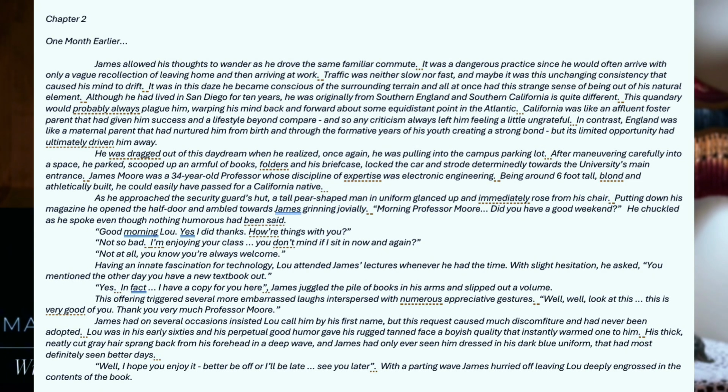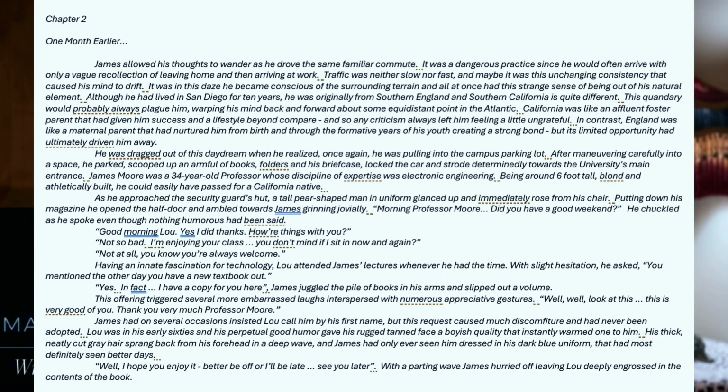He was dragged out of this daydream when he realized, once again, he was pulling into the campus parking lot. After maneuvering carefully into a space, he parked, scooped up an armful of books, folders, and his briefcase, locked the car, and strode determinedly towards the university's main entrance.